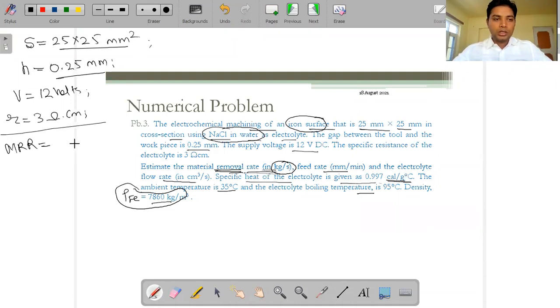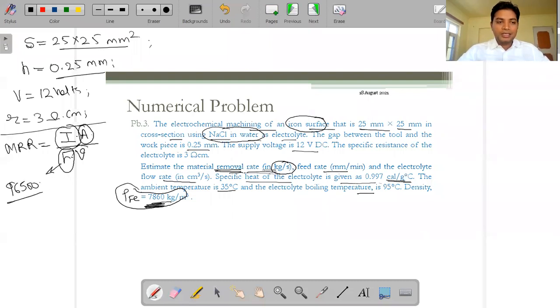So we do not have to take into consideration this rho. If we do not have to consider rho, then the formula will be I into A upon F into v, small v. This I is basically the ampere, which is the current. A is the atomic weight of the iron. F is Faraday's constant, and if it is not given to you, then we will consider it as 96,500. Now, v is basically the valency.